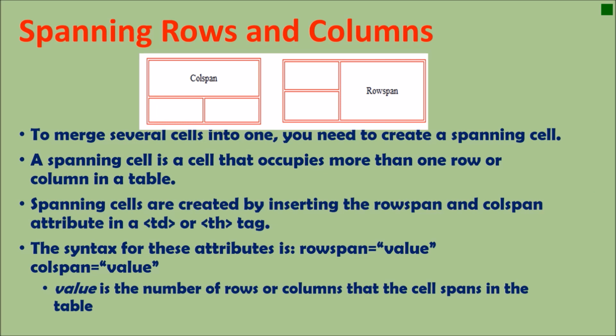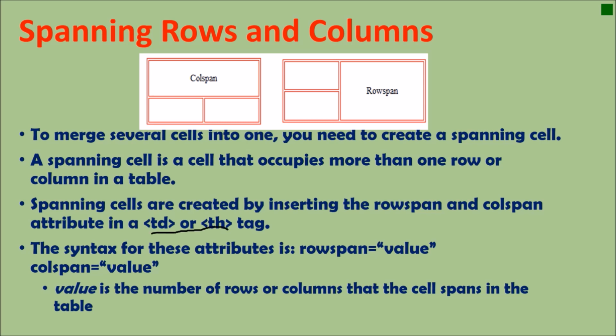this is the example of rowspan, where two rows are merged. When columns are merged, this is the example of colspan. So to merge several cells into one, you need to create a spanning cell. What is a spanning cell? Students, a spanning cell is a cell which occupies more than one row or column in a table. Spanning cells are created by inserting the rowspan and colspan attributes in a TD or TH tag.